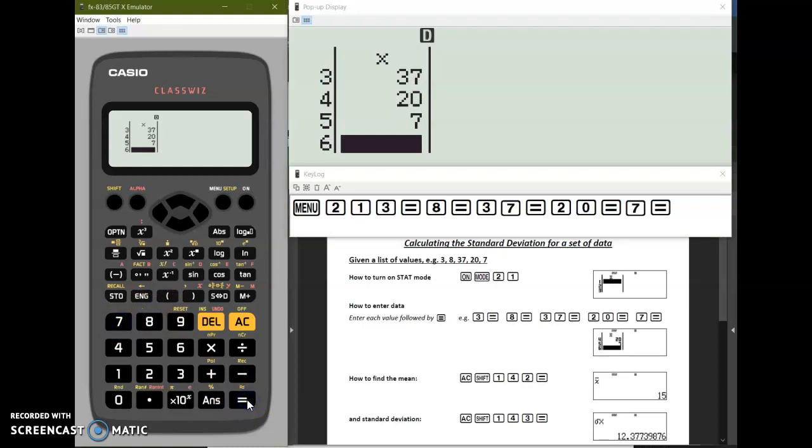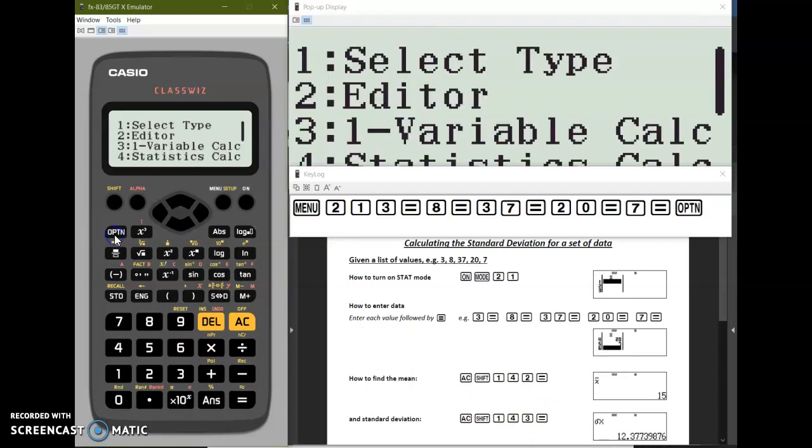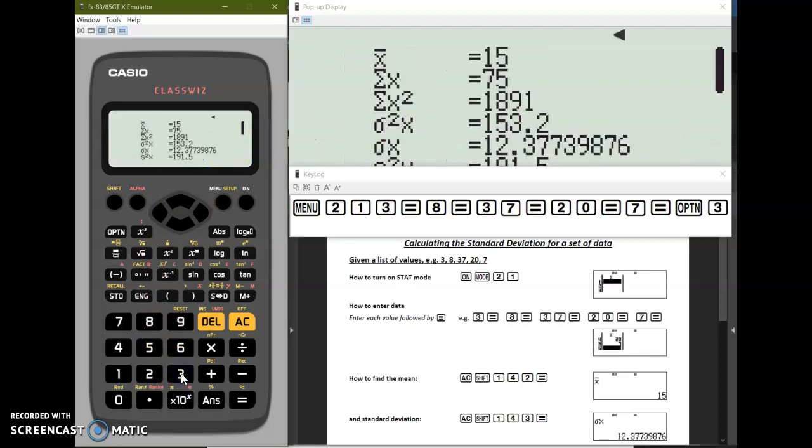There's my 5 numbers, and so now I want to go through the process of finding the mean and finding the standard deviation. On the older calculators, you had to go through a process: AC shift 142 equals and AC shift 143 equals. Well, this more modern calculator is a lot easier. All you need to do is press Option, and then you can see here you want one variable calculations. So I press 3. That's just option 3. Instead of going AC shift 142 equals, it's just option 3.